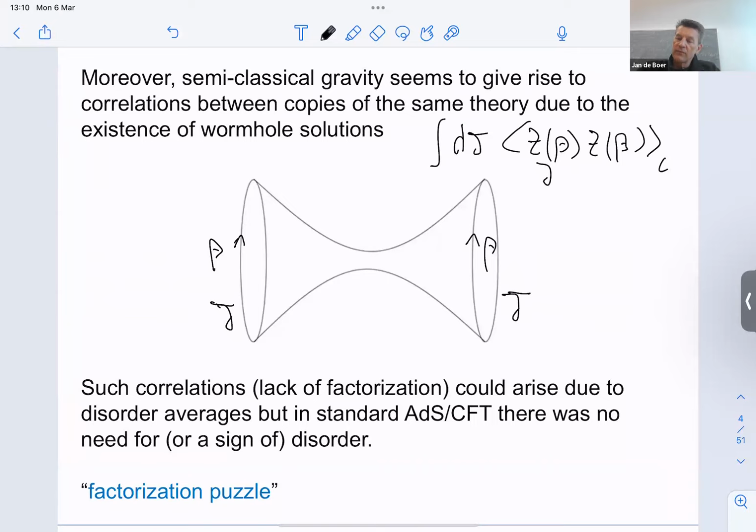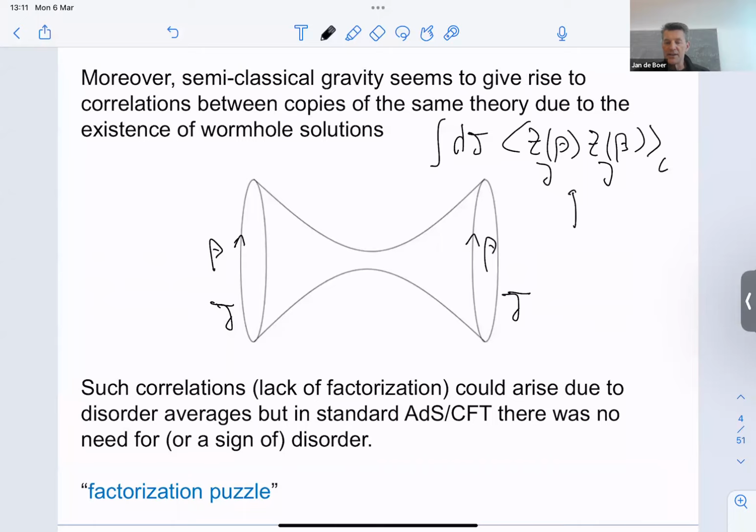Because once you introduce a parameter and you integrate over it, then you automatically get correlations that come from integrating over the parameter that is common between the two theories. So in this particular case, there would be correlations between the two boundaries that come from this disorder average, because when you introduce disorder in a theory and you average over disorder, you do exactly the same thing. But in AdS/CFT, until recently, no one ever gave much thought to disorder averages in this particular sense. So this is a bit weird.